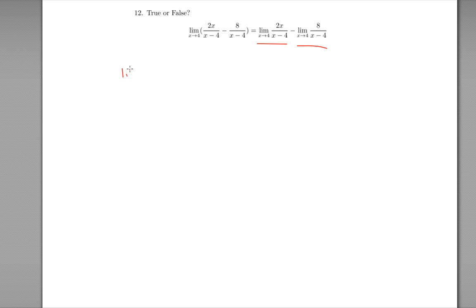So the limit as x goes to 4 of 2x over x minus 4, it does not exist. This is infinity, because as x goes to 4, the top goes to 8, the bottom goes to 0. This goes to infinity. Well, I guess depending on what side you're coming from. But anyway, this limit does not exist. This is not a number, so you just can't separate them.